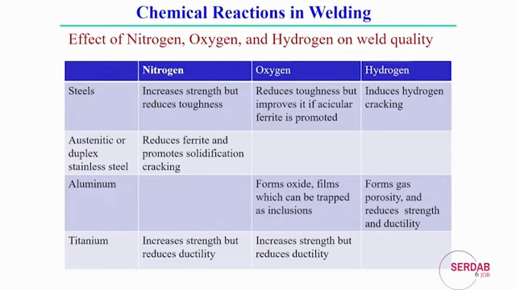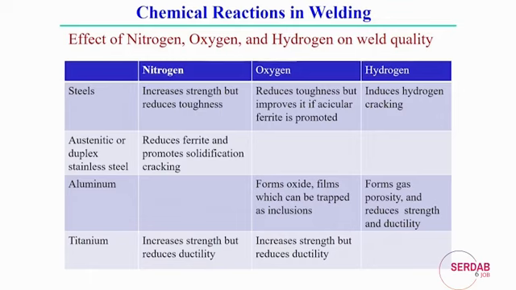So, we can see that almost all types of materials, ferrous and non-ferrous, have a tendency to react with the surrounding atmosphere during the welding process, and in most cases they reduce the mechanical properties in the presence of these different atmospheric elements.